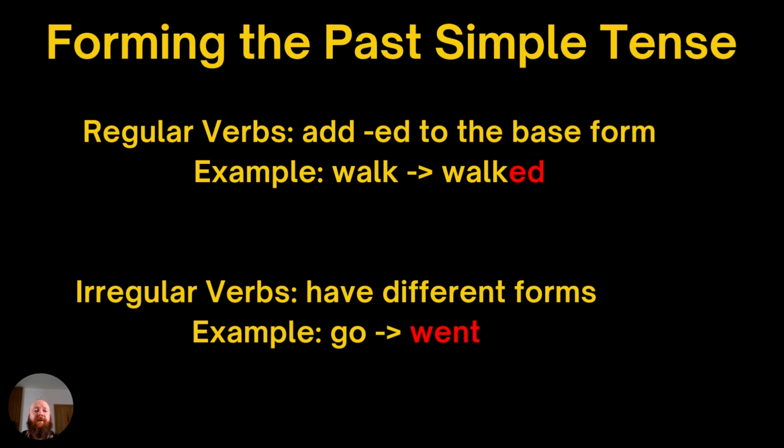So, let's have a look at some examples. So, if we have a regular verb, we will just add ed to the end. So walk changes to walked. If it is an irregular verb, you have to learn how they change. There is not a simple rule to use, but for example, here go changes to went. So here you need to remember the verbs.